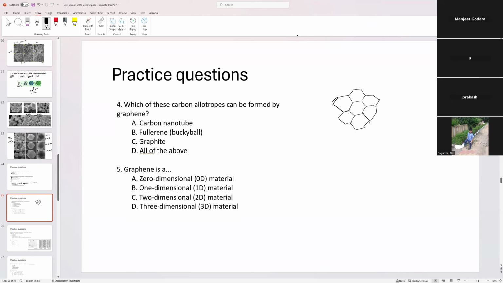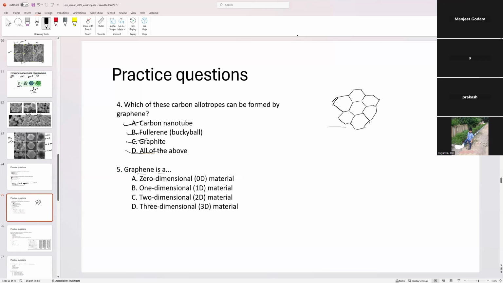So if you just roll it up, you get carbon nanotube. If you try to make it in a spherical shape, you can get fullerene, but there will be some rearrangement of some hexagons into pentagons. If there are defects, like graphene itself has pentagons, it's easier to form fullerene. And if you stack layers of these graphenes together, you get graphite. All of them are graphene.